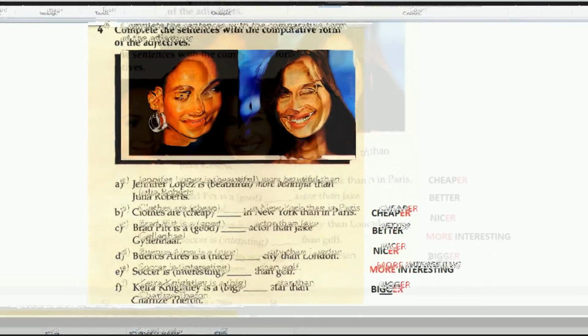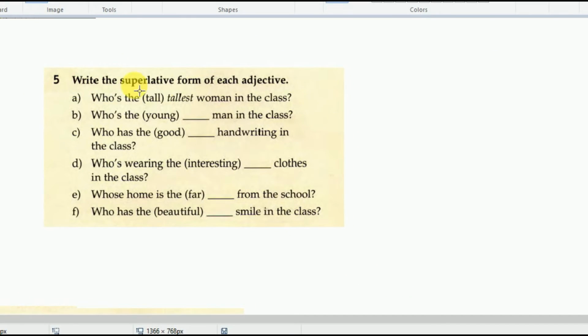Let's go to exercise 5. Write the superlative form of each sentence, adjective. So here, guys, it's about the superlative, okay? Who's the tallest woman in class? In class, remember we said that Gislaine is the tallest woman in the class. About who is the youngest? Here, young. I'm talking about the superlative form. So who is the youngest man in class? Remember, in class we said that the youngest man is the teacher. So Fernando is the youngest man in class, right?